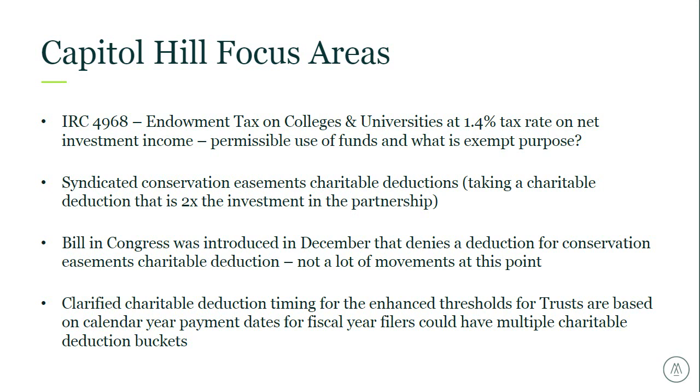Another hot topic that the IRS and Congress have looked at is the endowment tax on colleges and universities at a 1.4% tax rate on net investment income. Typically, it's those larger universities with large endowments that are affected by this. What it comes down to is what are permissible uses of the funds and what is an exempt purpose use. That is an area they are still looking at and hope to have some clarification for everyone.